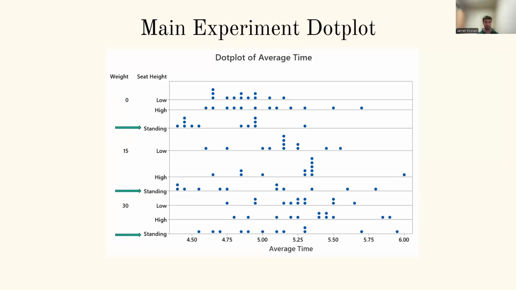So here is our main experiment dot plot. On the left, we have our 2 factors, weight and seat height. And at first glance, nothing seems really obvious, but we did notice that for each weight, the lowest data always seem to be under the standing seat height. So kind of a hint that maybe standing is faster.